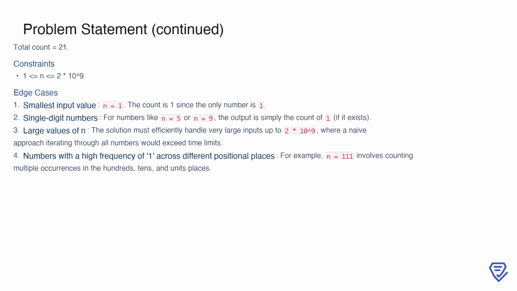This problem also comes with a few constraints. The value of n can be as small as 1 or as large as 2 billion, so our solution must be efficient enough to handle such large inputs. Edge cases include scenarios like n equal to 1, where the count is simply 1, or single-digit numbers like 5, where the count is determined by whether 1 is included. For larger numbers, we must account for all positional places where 1 can appear, such as in the units, tens, hundreds, and beyond. A naive approach of iterating through all numbers would be too slow for very large n, so an optimized solution is necessary to meet the performance requirements.